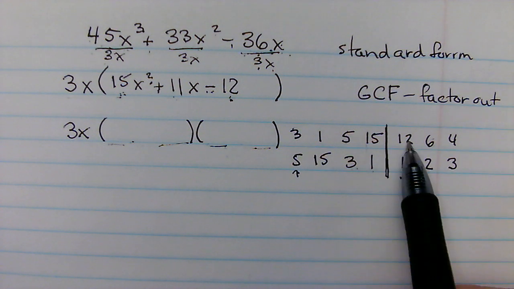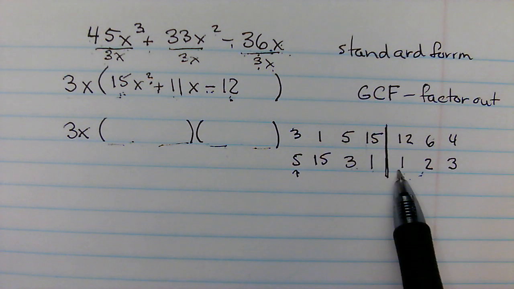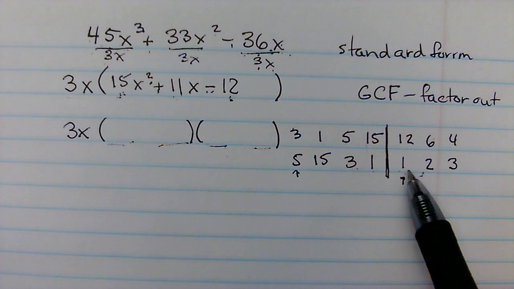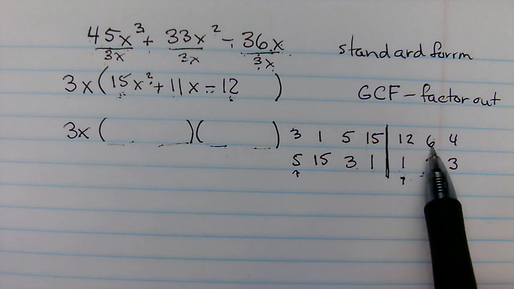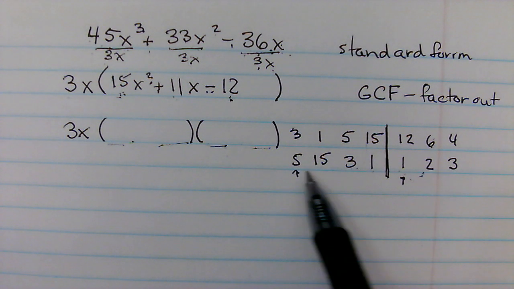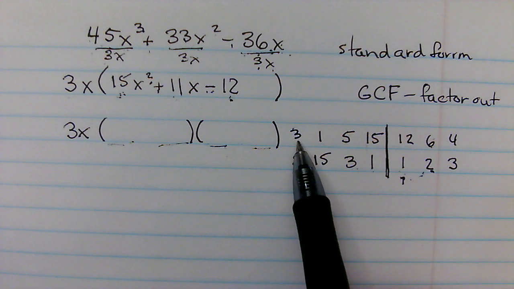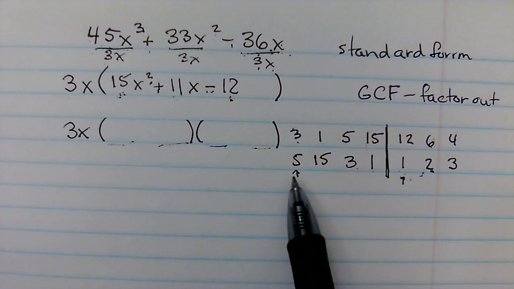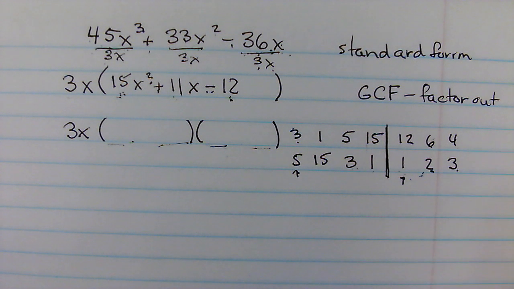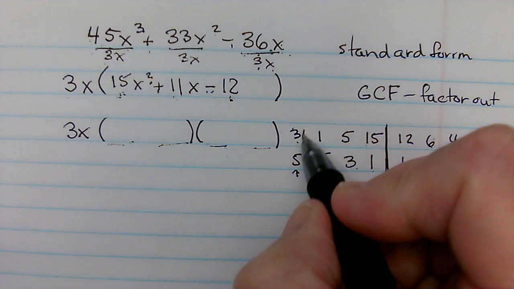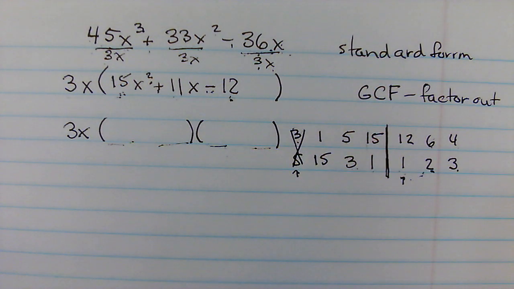So 3 times 12 is 36, 5 times 1 is 5, 36 minus 5 is not 11. 3 times 6 is 18, 5 times 2 is 10, 18 minus 10 is not 11. 3 times 4 is 12, 5 times 3 is 15, 15 minus 12 is not 11. So the 3 and 5 didn't work with any of them.